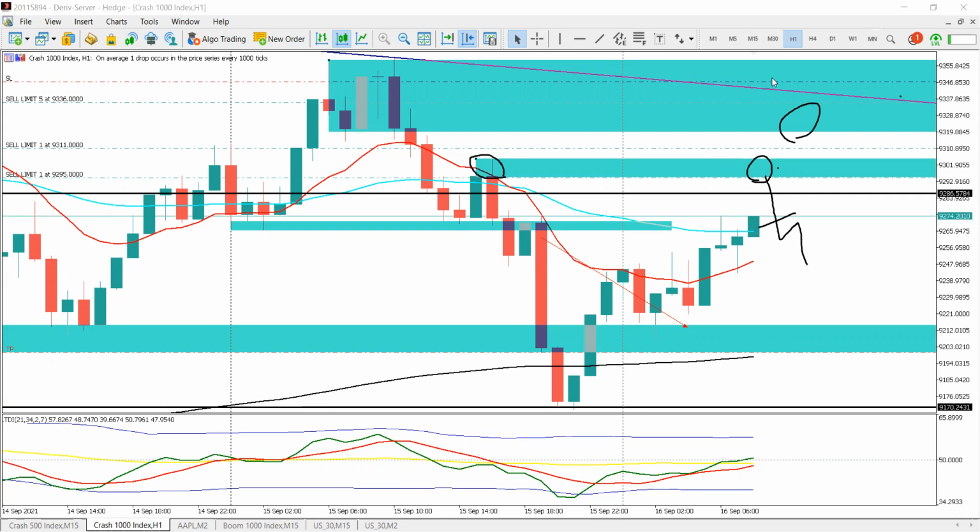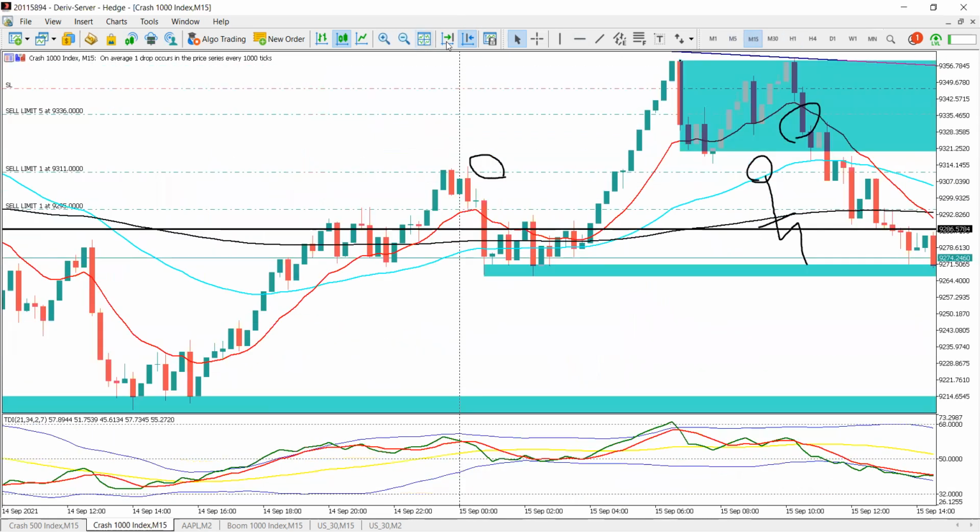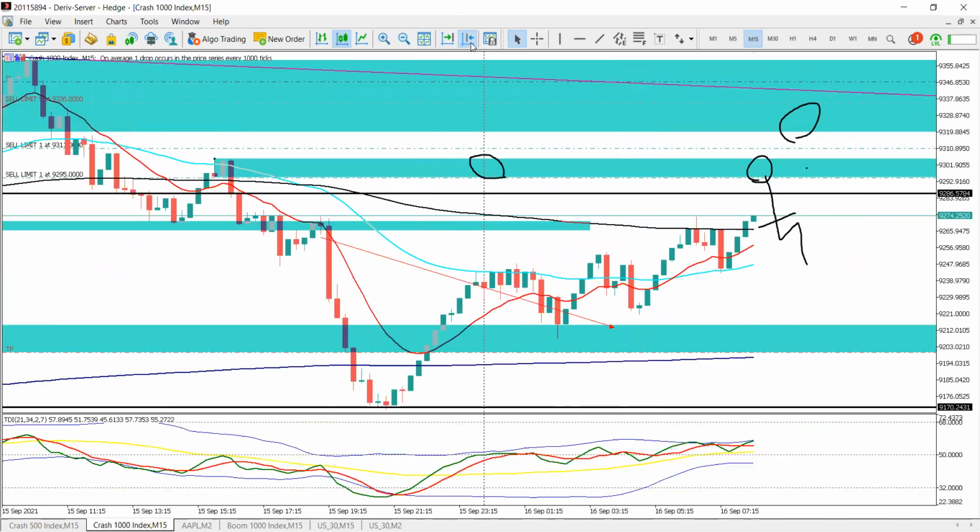That's about it. M15. Let me see if there's something to pinpoint there. On M15, you can see price is actually trading above the 50. That shows you it's an uptrend. Right, so for now we just have to wait for price to reach our areas. So remember, don't chase price, wait for price to come to you.